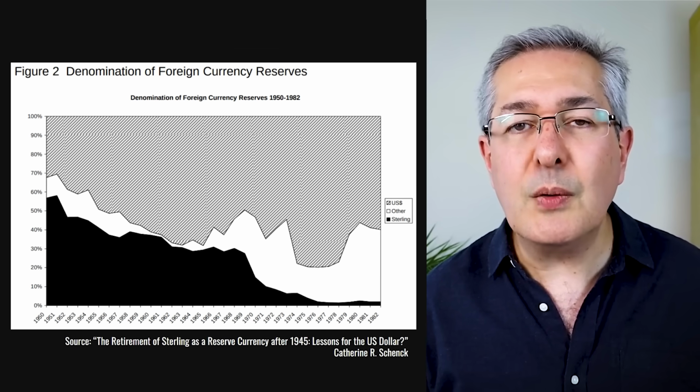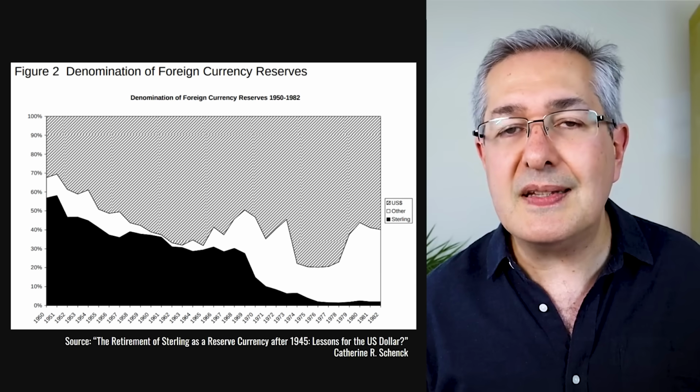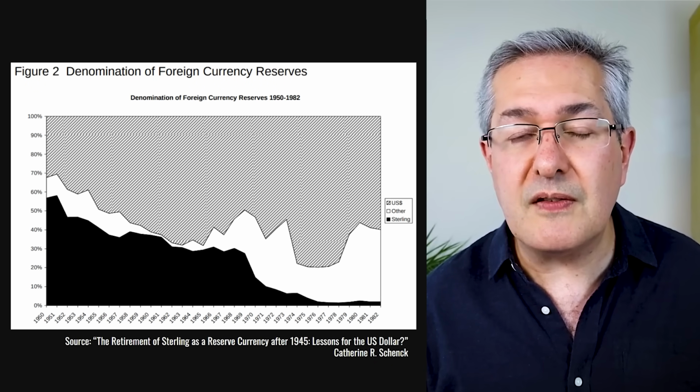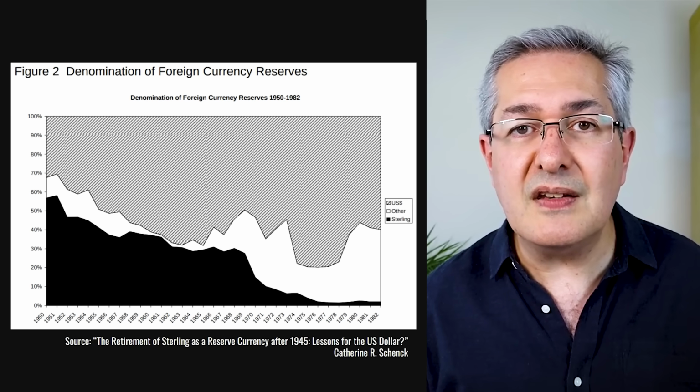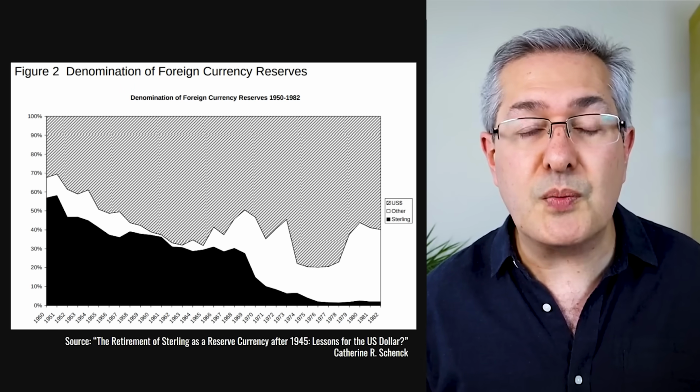But then gradually what happens over time, until we get to the early 70s, is that it declines to something like 1/3 of reserves. Then in the early 1970s, there was a very sharp move downwards as the US dollar became much more dominant. Now, the reasons behind that are kind of interesting and historical.